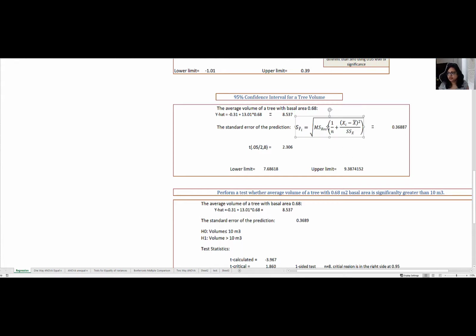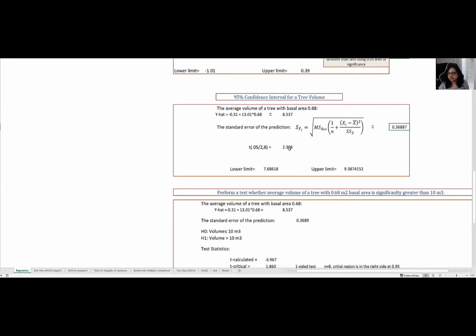You already found all these values before. That's what I just plugged in. So that means the MS res, and then 1 over n plus the x value you used. You can see that the x value I used is 0.68, and then divided by SSX. That's what I used, and that's the standard error for the prediction.